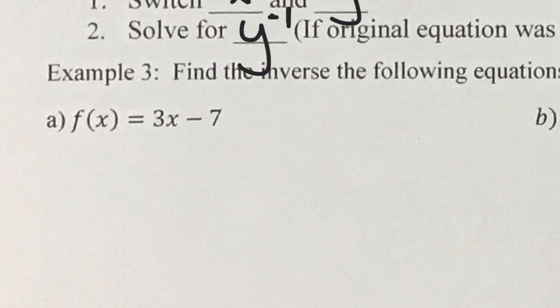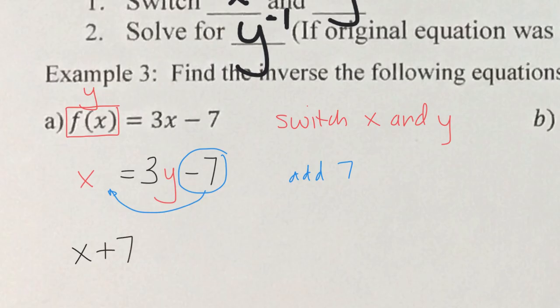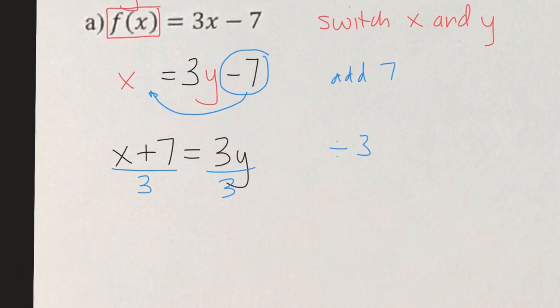Step number 1, switch x and y. Now we have to solve this equation for y. So we want to get y by itself. So first we're going to add 7 to both sides. That means I now have x plus 7 equals 3y. And now I'm going to divide by 3, because I want to get y by itself. So I'm going to divide everything by 3. I don't divide just x. I don't divide just the number. I divide the entire thing.